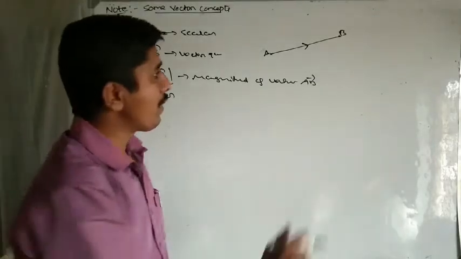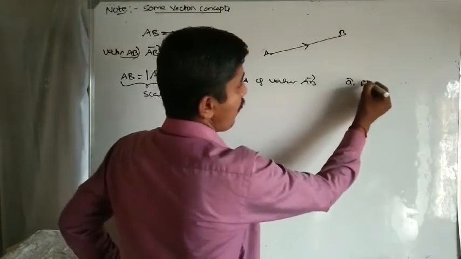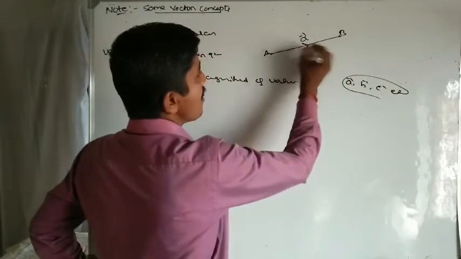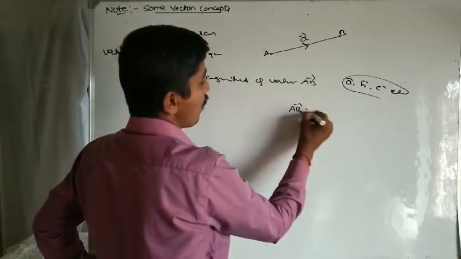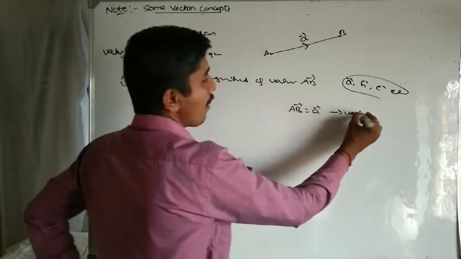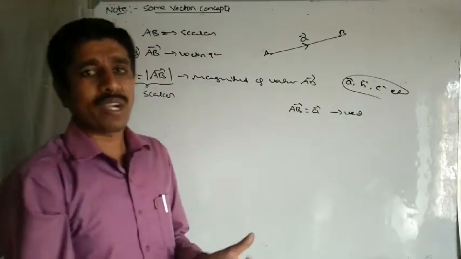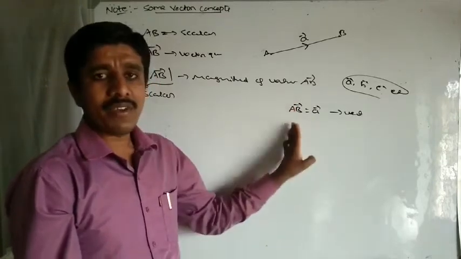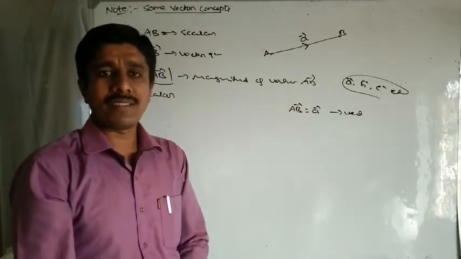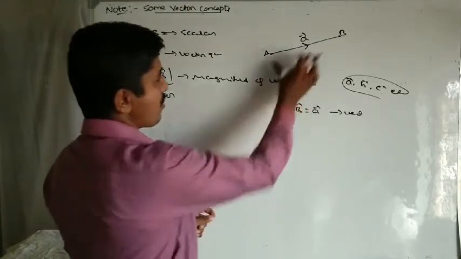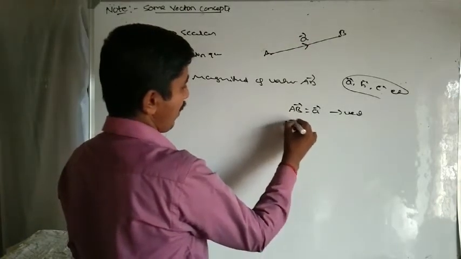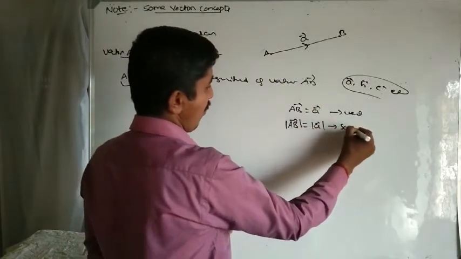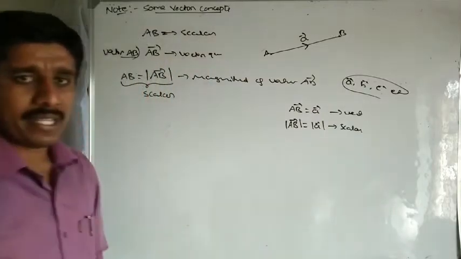Generally vectors are denoted by small letters like vector A, vector B, vector C, etc. Suppose vector AB equals vector A. Clearly it is a vector quantity. Mind it, vector means it has both magnitude and direction. Here magnitude AB has direction from A to B, therefore it is a vector quantity. Scalar quantity means it has only magnitude. So magnitude of vector AB or magnitude of vector A is a scalar quantity.